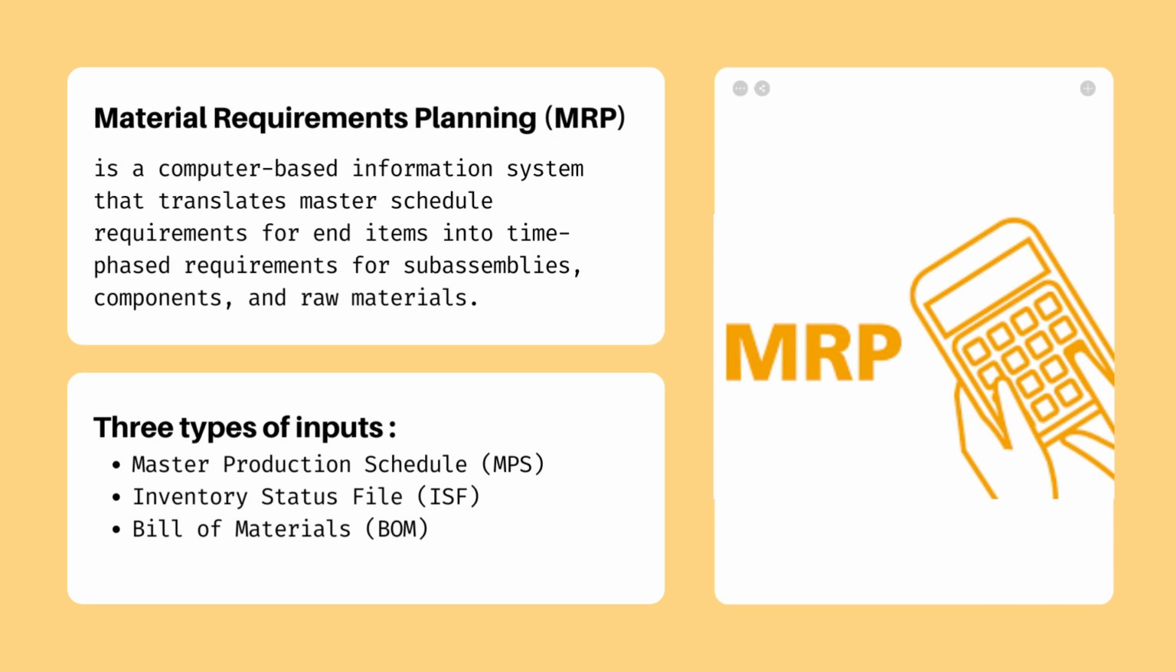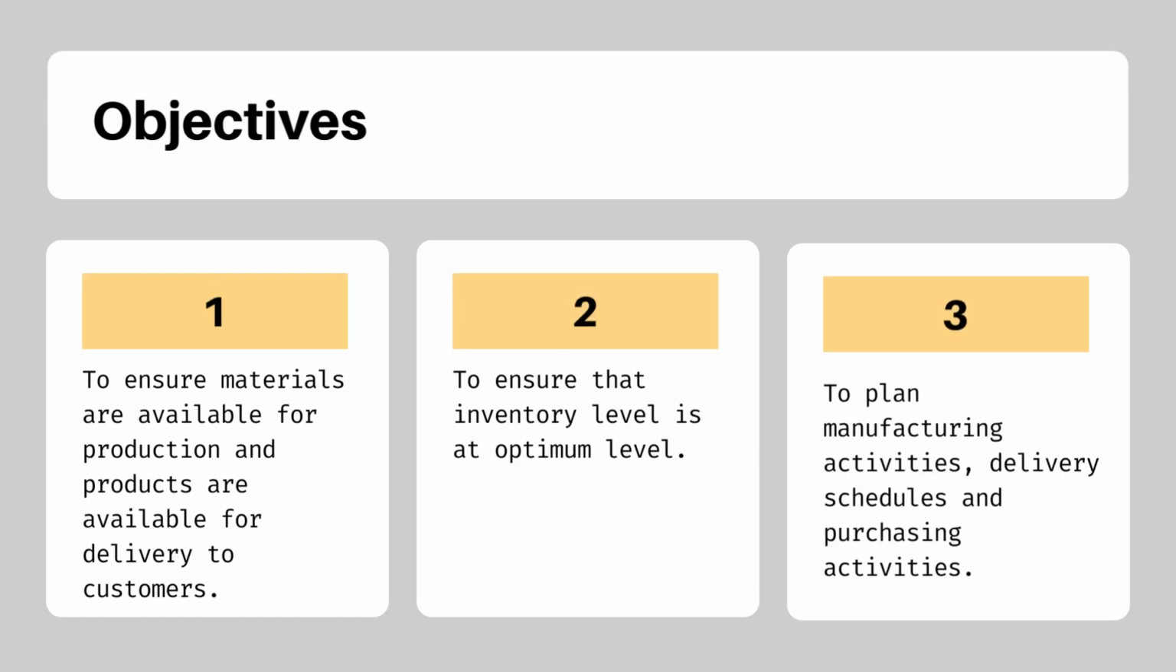It has three types of inputs, which are the Master Production Schedule (MPS), the Inventory Status File (ISF), and the Bill of Materials (BOM). There are a few objectives in Material Requirements Planning (MRP). First, to ensure materials are available for production and products are available for delivery to customers. Second, to ensure that the inventory level is at the optimum level. Last, to plan manufacturing activities, delivery schedules, and purchasing activities.